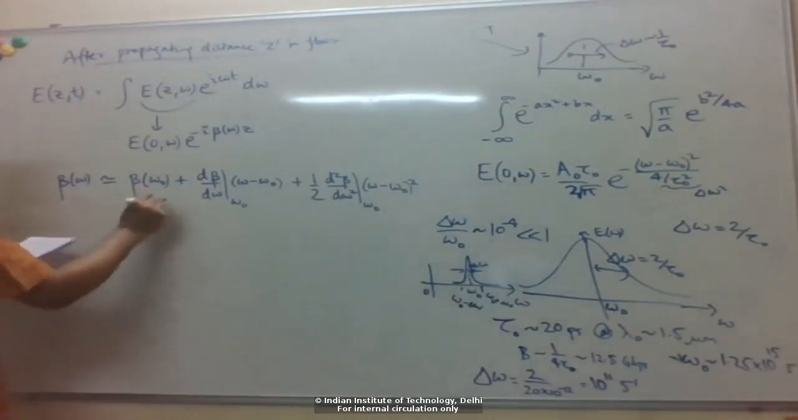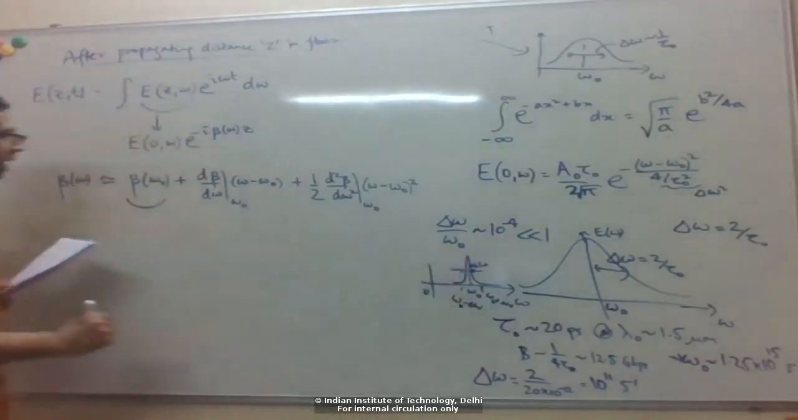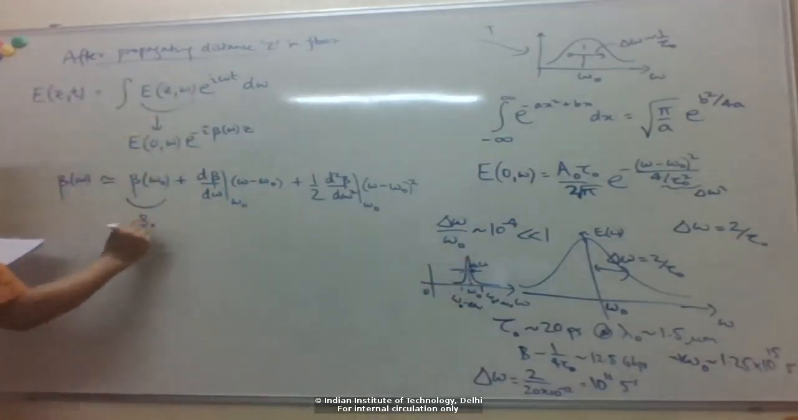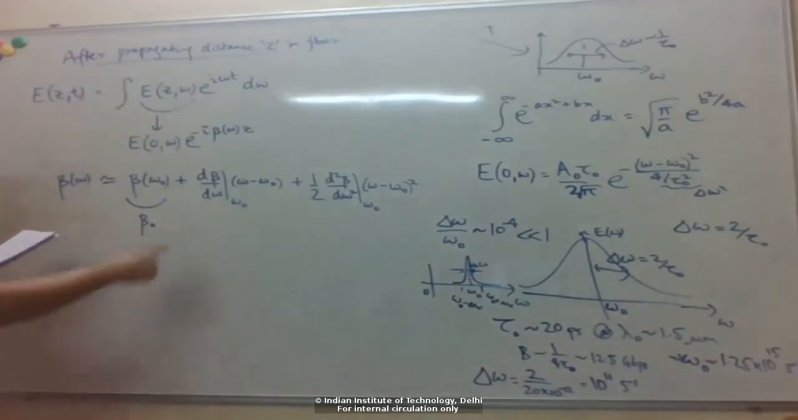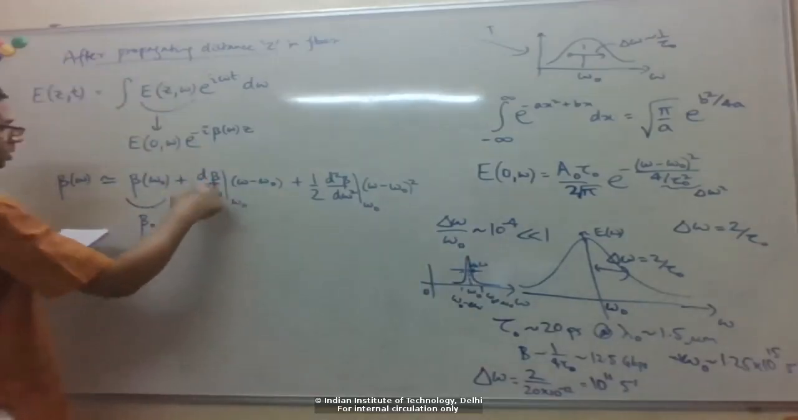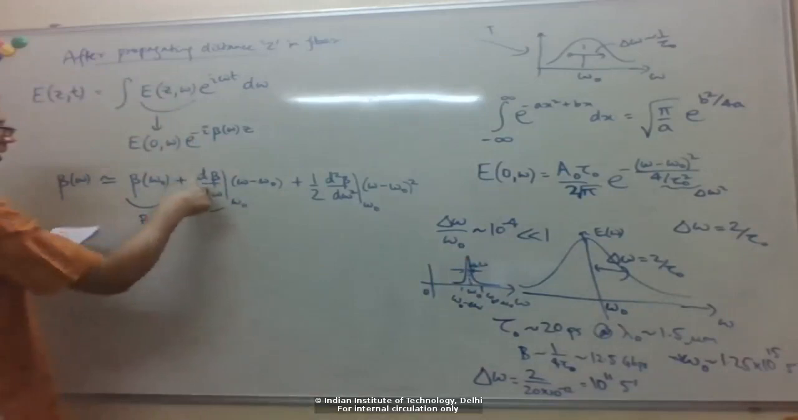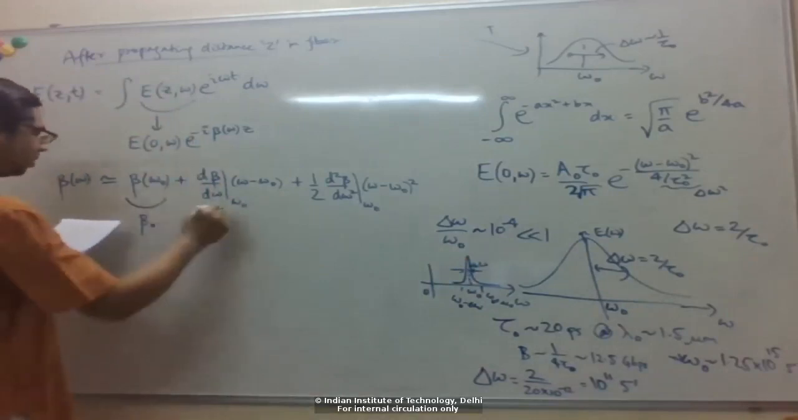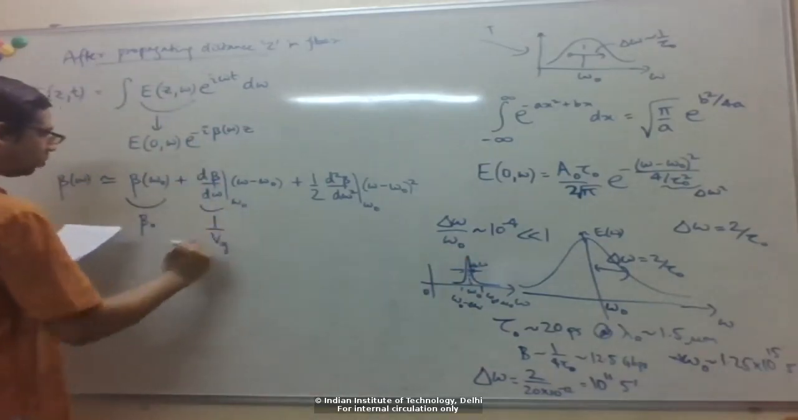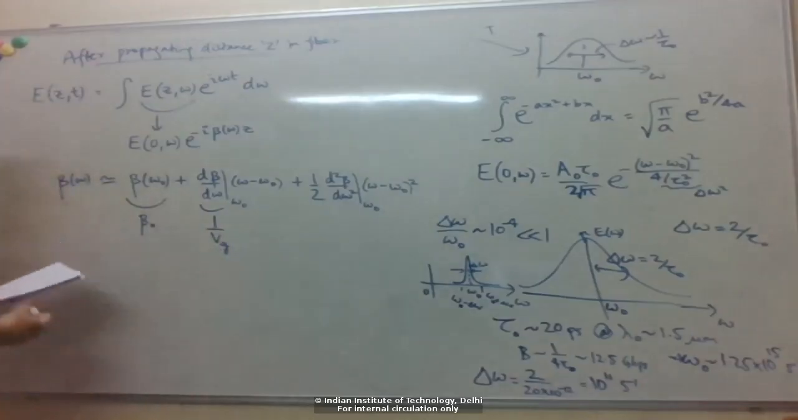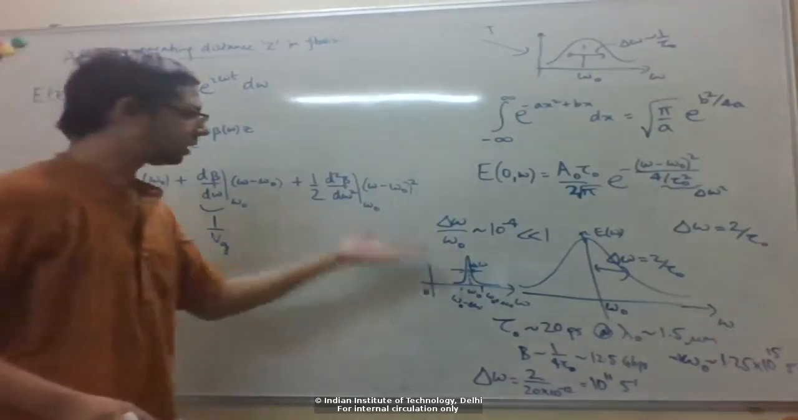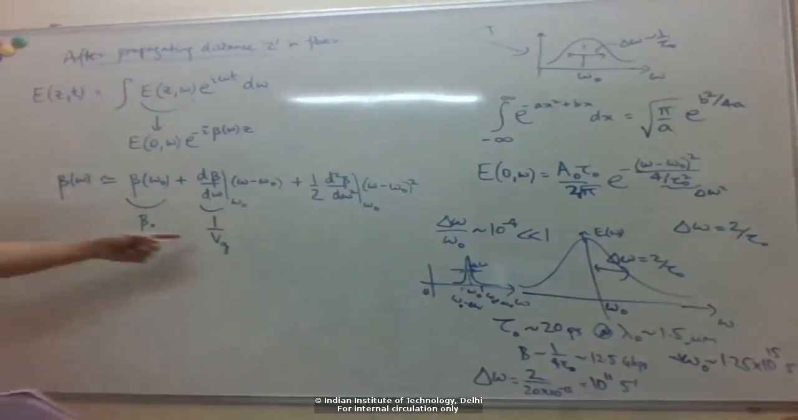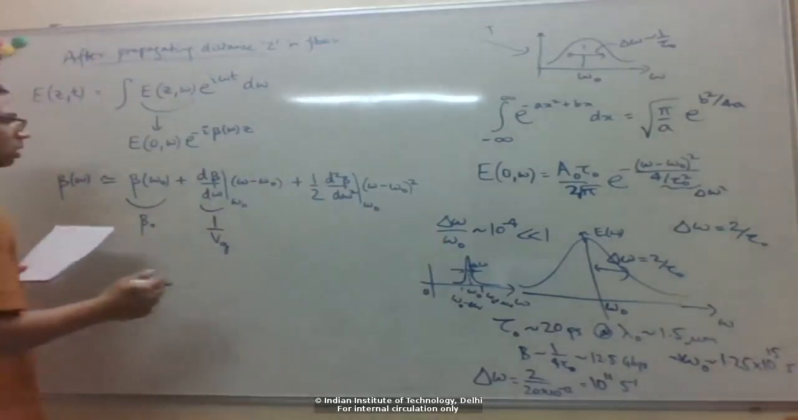Okay, so this is just the propagation constant at the center frequency, the carrier frequency. So let's call that beta naught. This is 1 over the group velocity, right? The derivative of this is 1 over group velocity, evaluated at the center frequency. So that's the group velocity of the pulse.